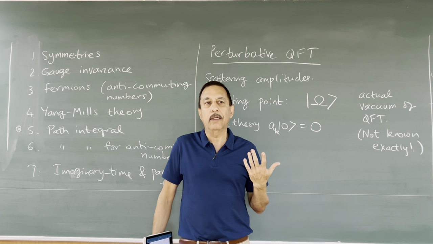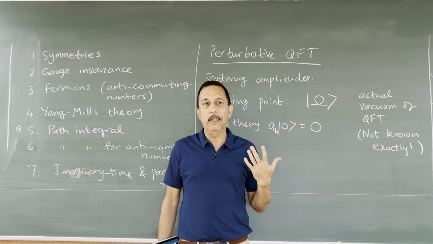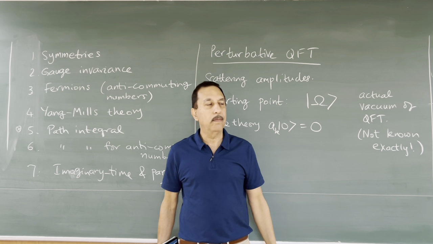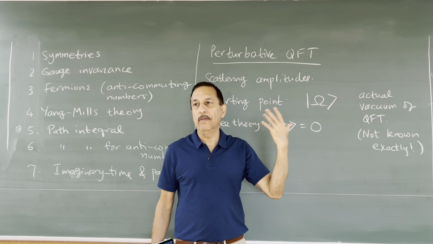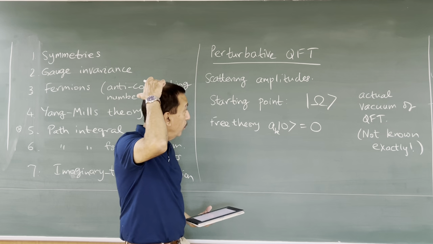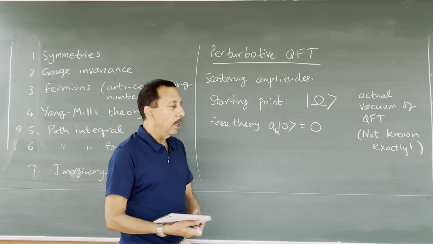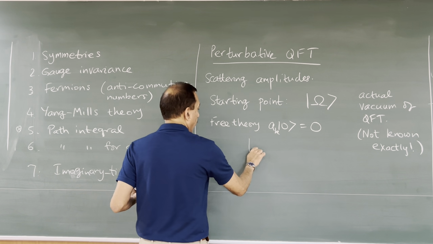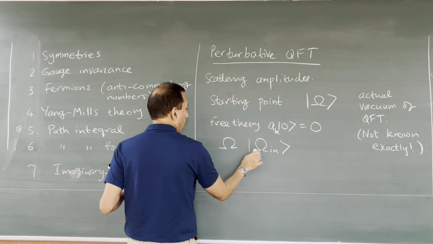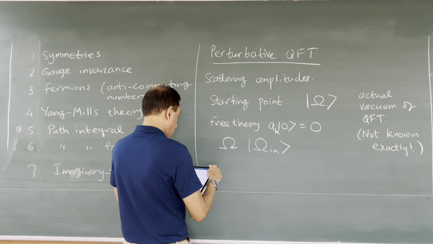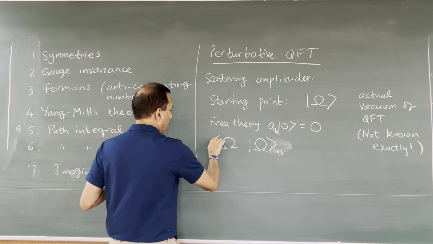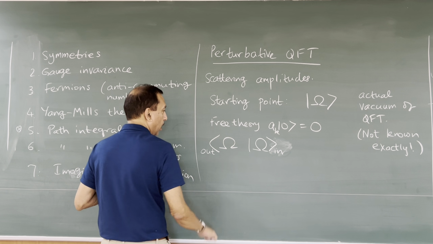So we have a particle state or a two particle state in the far past built over the actual vacuum of the theory. So we start by studying this vacuum and then slowly we'll start making some states on it. The vacuum in the far past is called omega in, and the vacuum in the far future we'll call omega out.